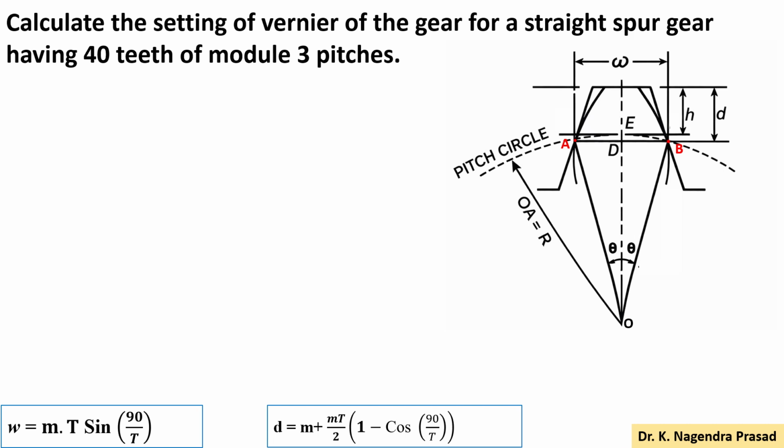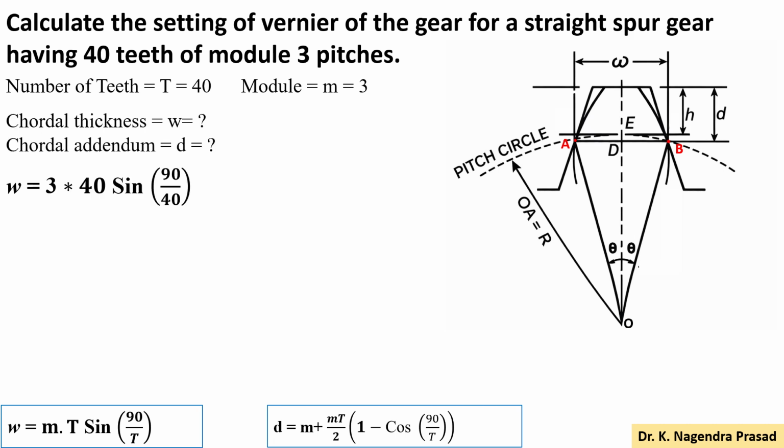So let's observe the given data. It is given that the number of teeth capital T equals 40 and module small m equals 3. The equations of W and d involve m and capital T, which are already given in the data. So we directly substitute the m value and capital T value, and we will get the chordal thickness as well as the chordal addendum.